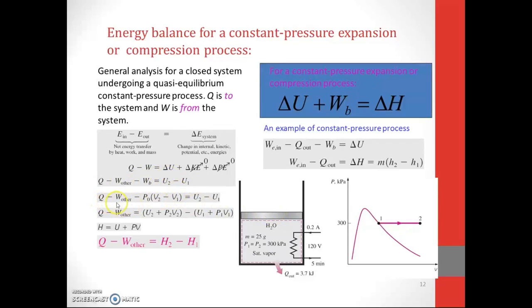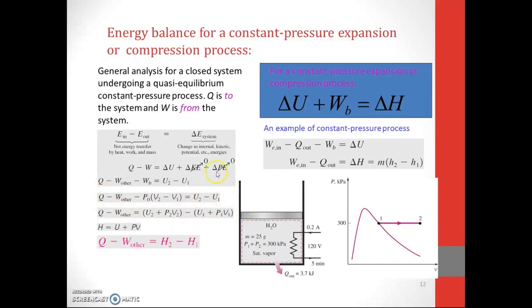So Q minus work other minus work boundary equals to P naught in bracket V2 minus V1, because this is, which case is it? Is it isothermal? Oh no, it's constant pressure expansion. Constant pressure, but we have changes of volume, right? So we use work boundary equals to this equation, equals to delta U, U2 minus U1. So please create this equation first.